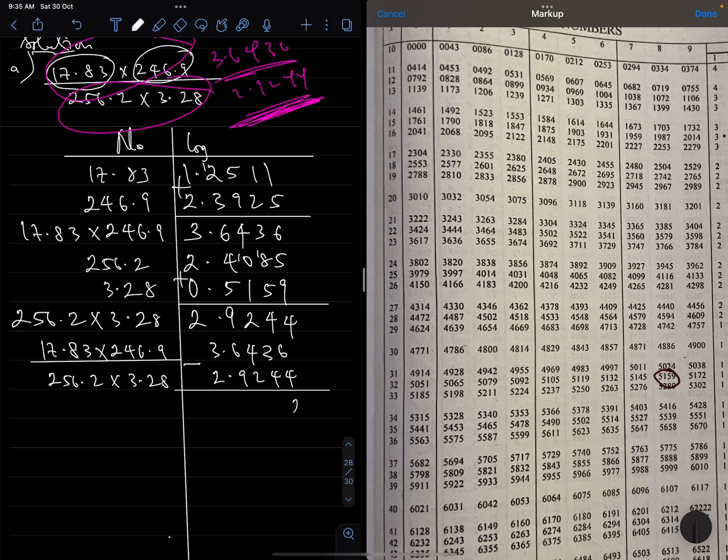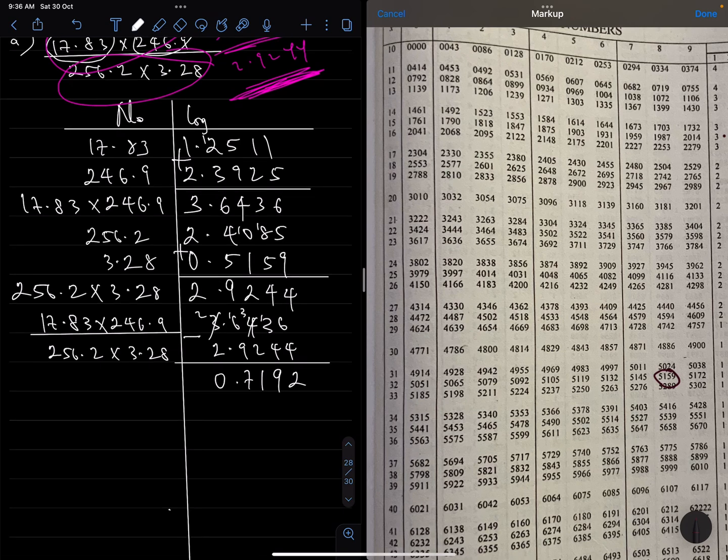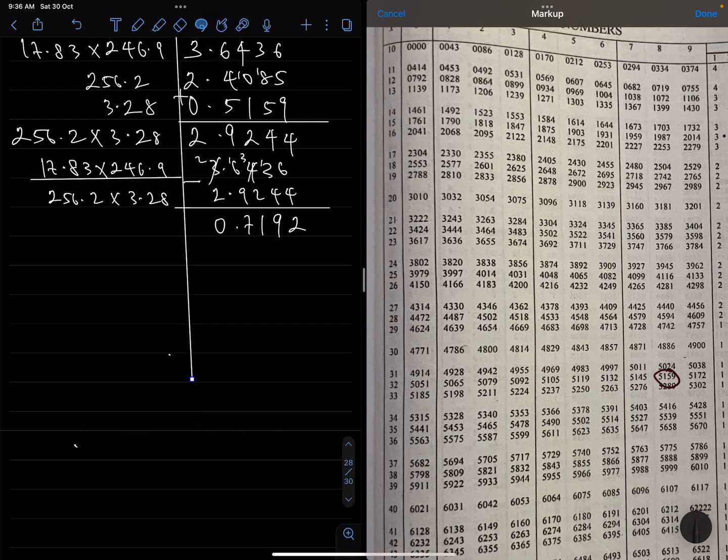Let's subtract. 2, borrow 1, you're left with 3. 13 minus 4 is 9. 3 minus 2 is 1. Borrow 1, you're left with 2. 16 minus 9 is 7. 2 minus 2 is 0. So that's 0.7192. Now that's all. I'm not finding any logarithm anymore. We are done with the logarithms.